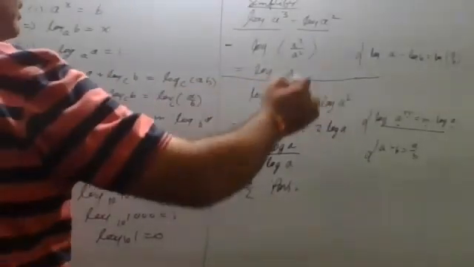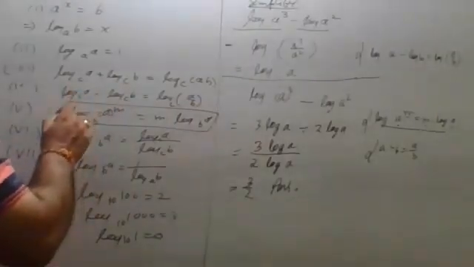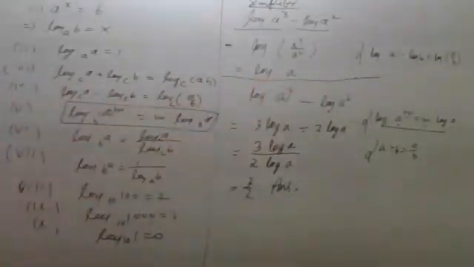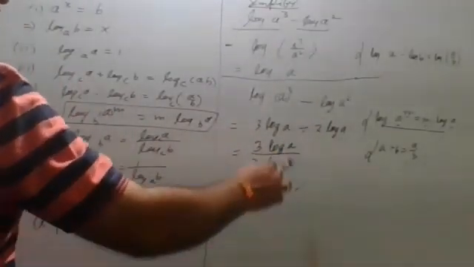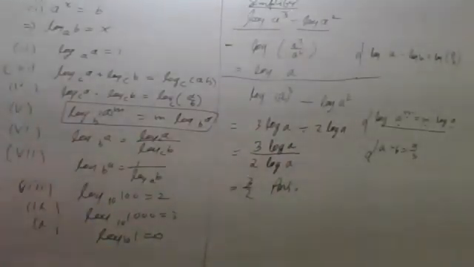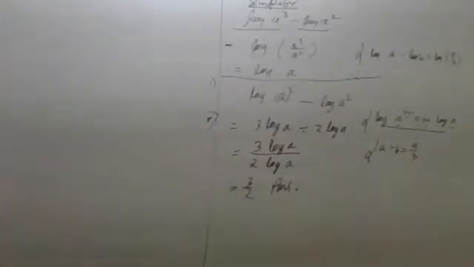Log a cube divided by log a square means now use the formula log a to the power m equals m log a. This log a cube becomes 3 log a. Log a square becomes 2 log a. So 3 log a divided by 2 log a. Log a cancels out. So the answer is 3 by 2. Similarly, we can solve other questions also. So ask the next doubt.